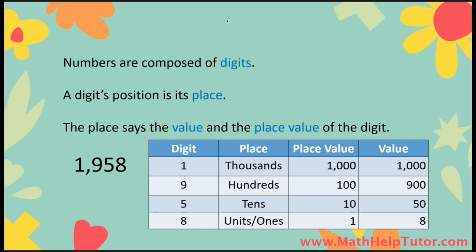And that's the reason why we can't just switch digits around within a number. And the reason is each digit is higher in value than the digit to its left side.